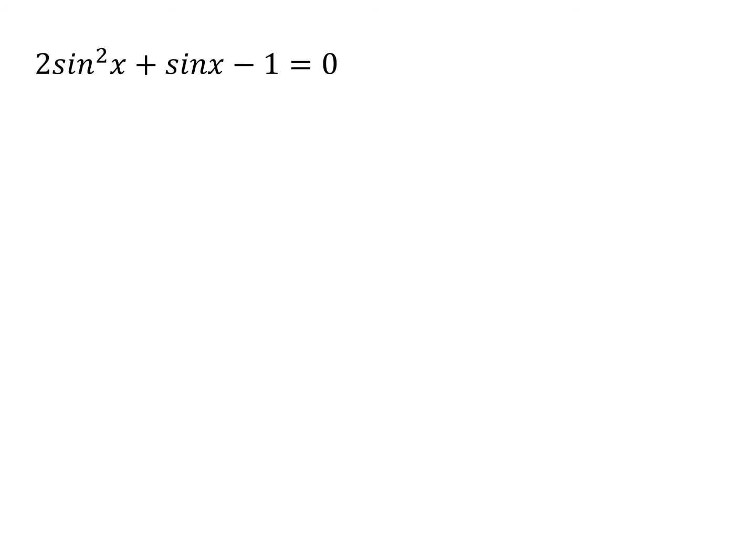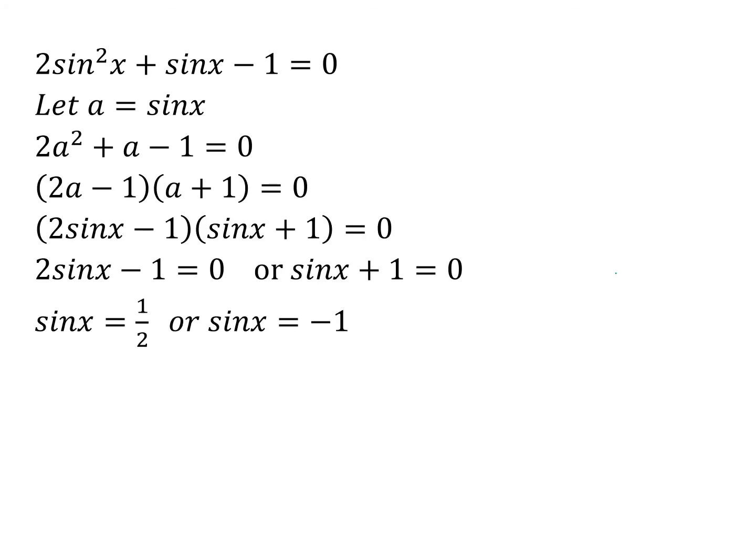A great way to bring out the quadratic equation is to make a substitution. Let a equal sine x, and we've got 2a squared plus a minus 1. And you can see that's a neatly factorizable quadratic, as 2a minus 1 is one factor and a plus 1 is another factor.